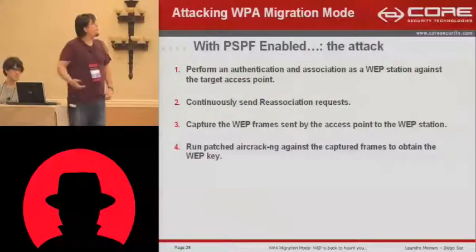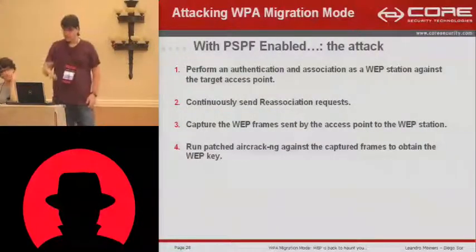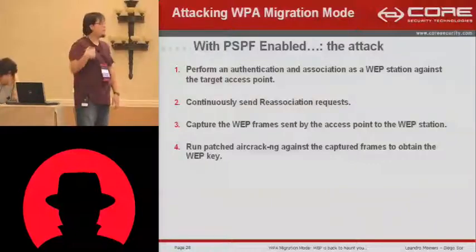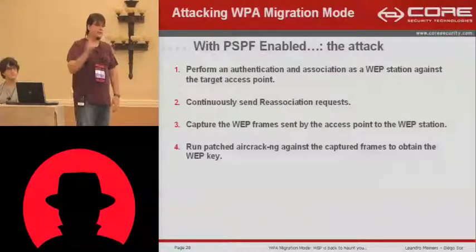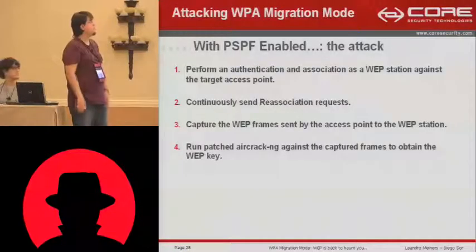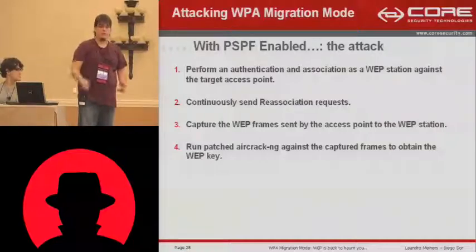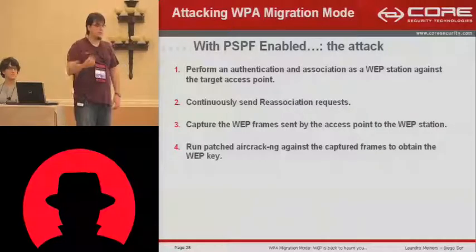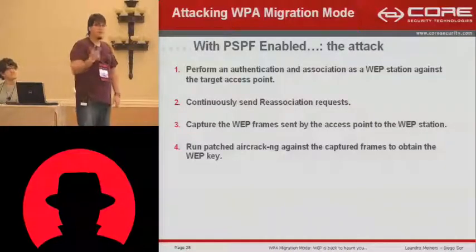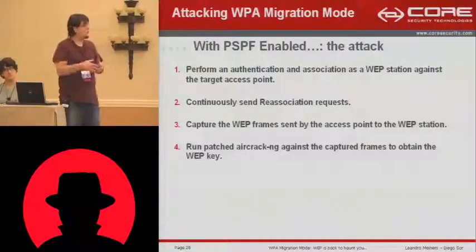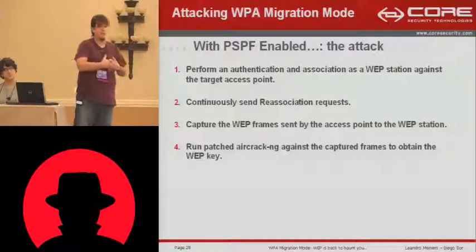So what we did was we came up with this attack where we authenticate as a WEP station without having to have any knowledge of the key, and we continuously send reassociation requests to the Cisco AP. And what the Cisco AP does is continuously send WLCCP packets back to us, which are WEP encrypted. So we then capture these frames, and using these frames, we crack the WEP key.